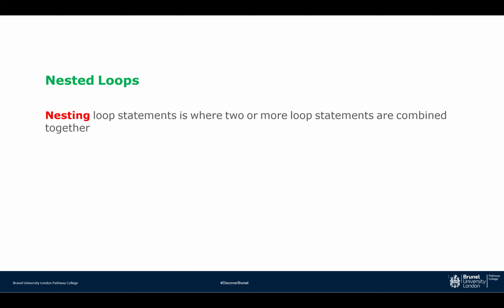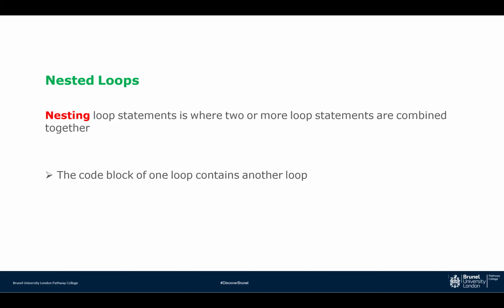Now we have something called nested loops: a loop inside a loop. That's a very important, very powerful concept. A nested loop statement is where 2 or more loop statements are combined together. Now imagine at some point you need to have a loop inside an if statement inside another loop. It will become very complicated. You will have to do that at some point. You will have to develop that logic.